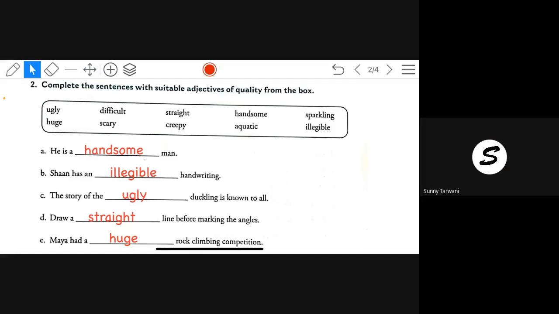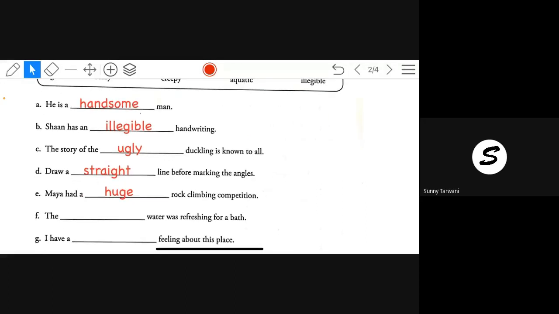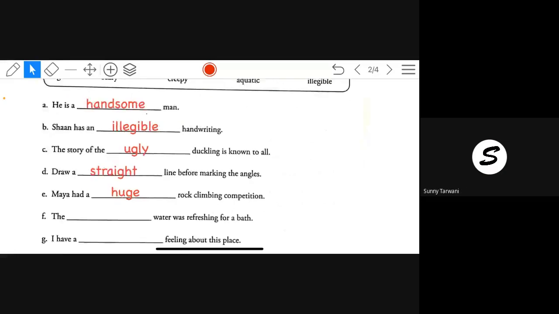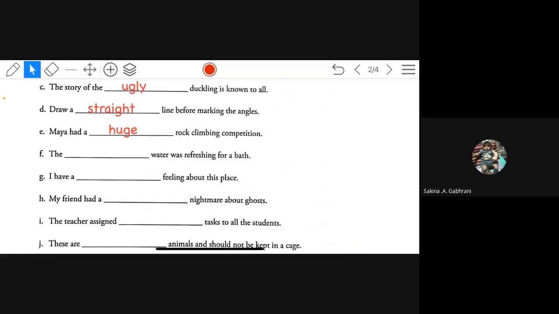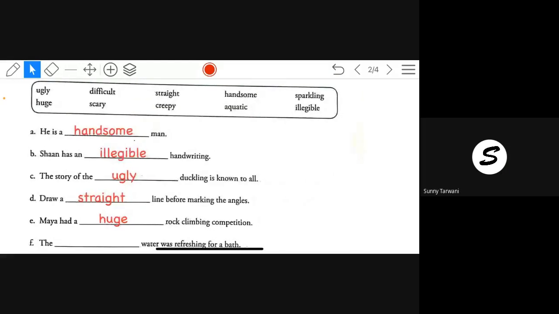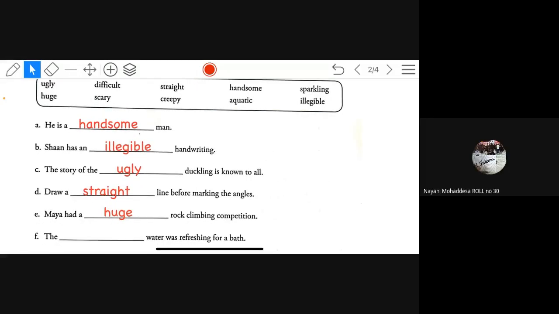Now, see, just remember all the options. I will just scroll down, so options will go away, till one I will show. The dash water was refreshing for a bath. Aquatic. Sparkling. Aquatic will not come here. Aquatic is relating to water, but it is not necessary that the word water is given, so you will let aquatic come.